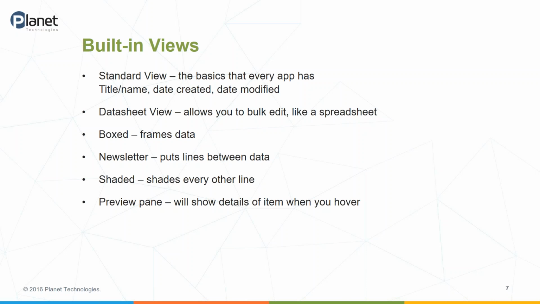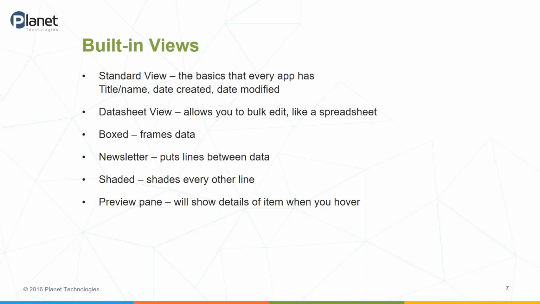Another really popular one is the data sheet view. This is one of my favorite ones. It actually allows you to bulk edit items in a list or library, much like a spreadsheet. So you don't have to go through each individual item in order to add them. You can go to that data sheet view. It's built into most lists and libraries, and you can do that bulk editing and save a lot of time.